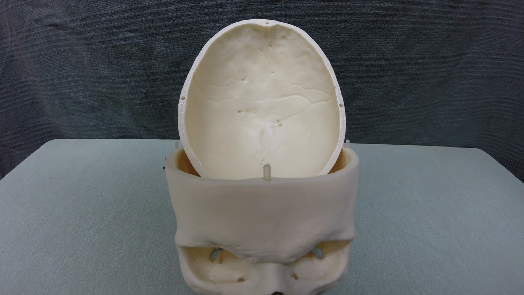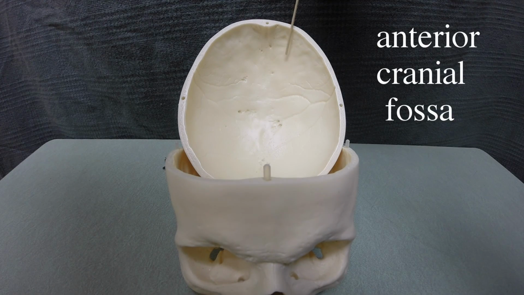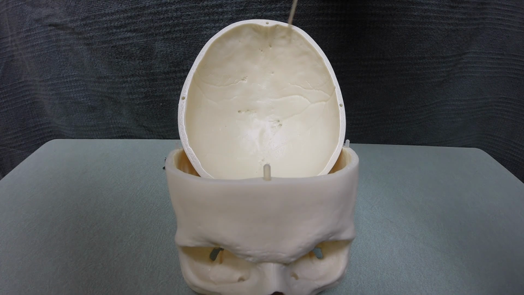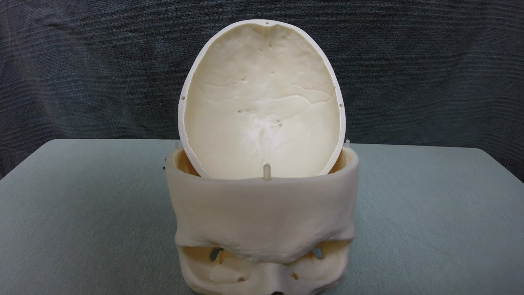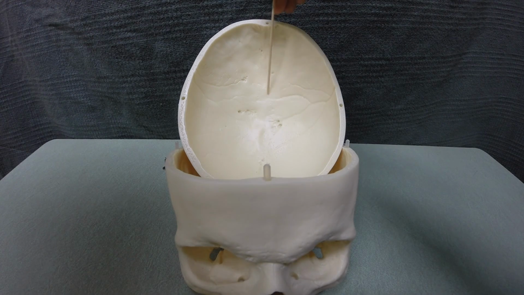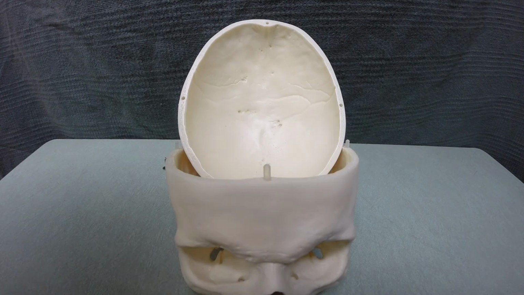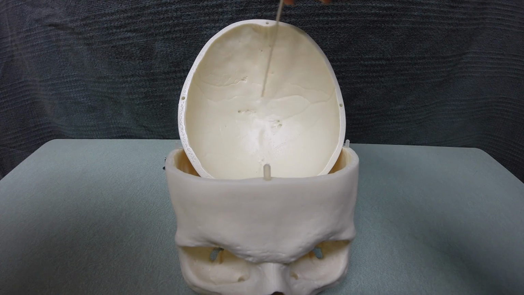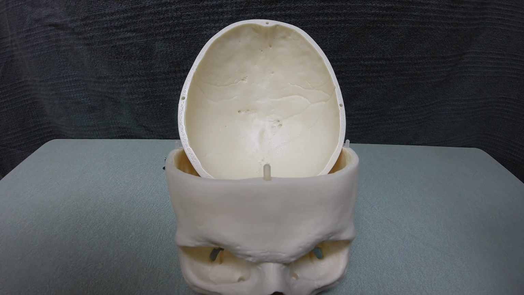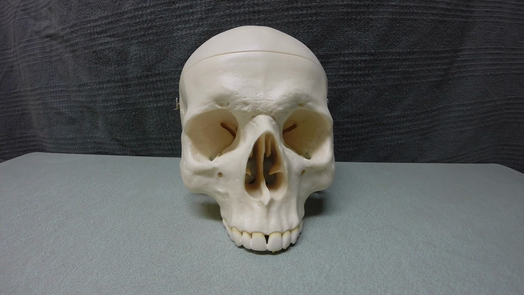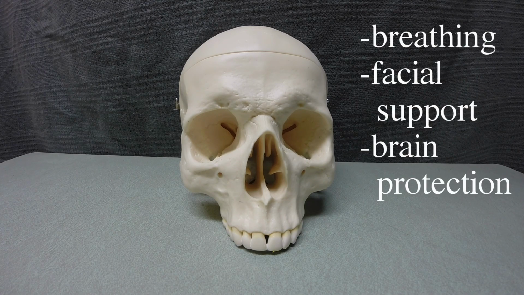On the interior side of the frontal bone is the anterior cranial fossa. The anterior cranial fossa is a major landmark of the frontal bone. There are two obvious depressions on the surface of the frontal bone that house the frontal lobes of the brain. These two orbital plates contain the medial cribriform plate, and together with the lesser wings of the sphenoid bone, describe the anterior cranial fossa. Together, each component of the frontal bone contributes to a wide range of important functions, including breathing, facial support, and brain protection.